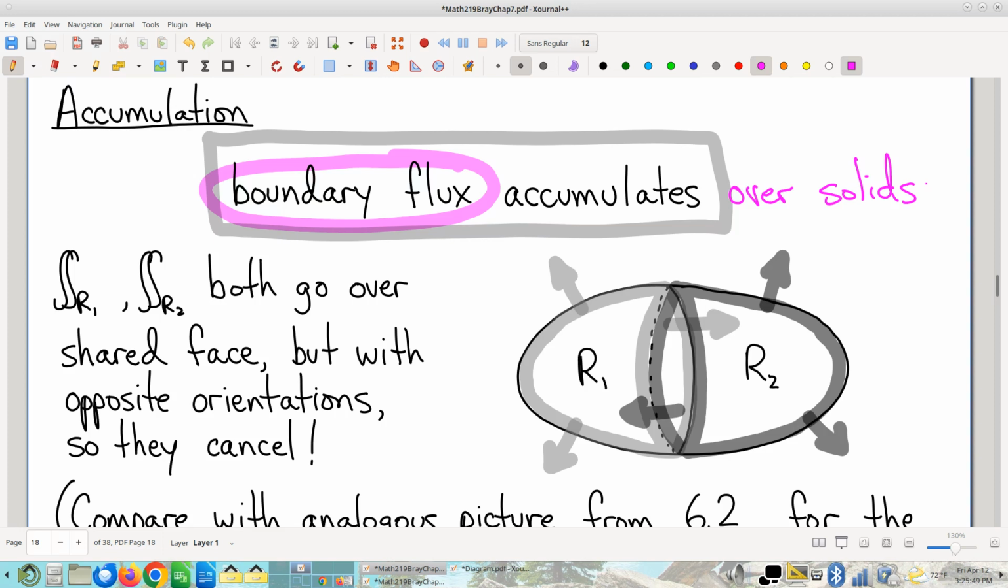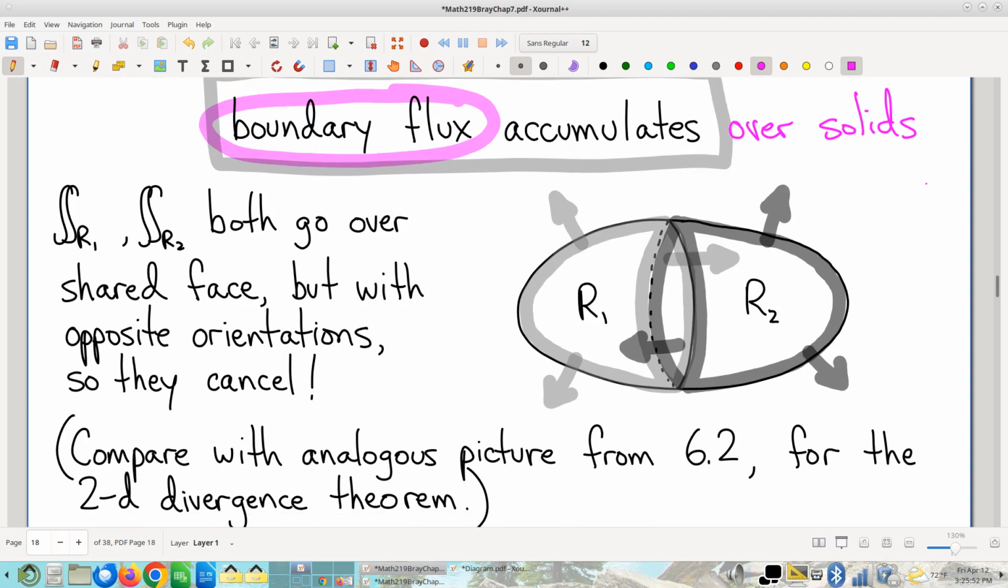Okay, so now how do I know that this works? How do I know that boundary flux, in fact, accumulates over solids? Well, let me just cut to the punchline. When you cut this solid into these two pieces, R1 and R2, here's your new face that you're creating. That's your shared face, right? That shared face is going to show up in the boundary flux for R1 and in the boundary flux for R2.